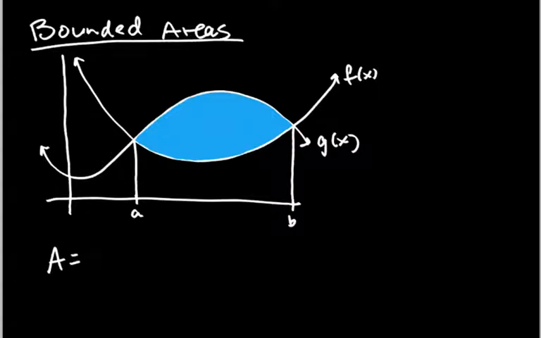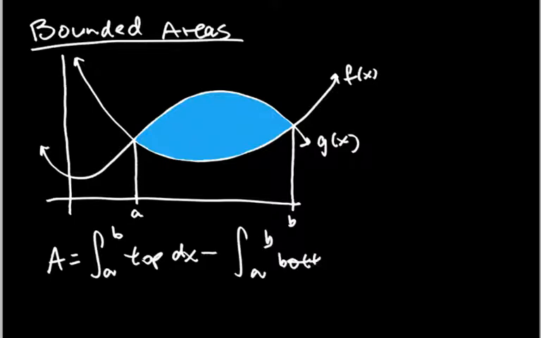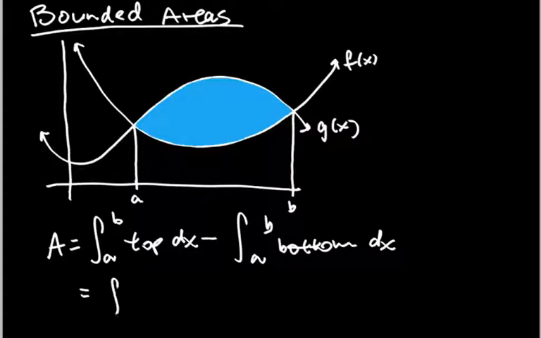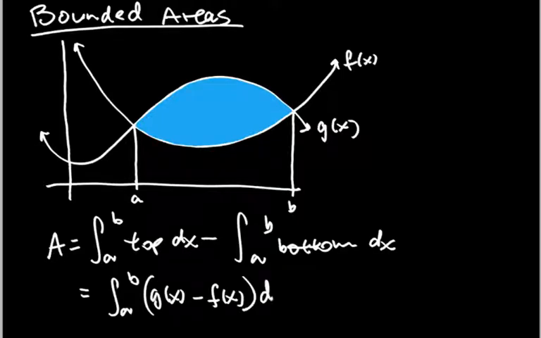So essentially the area is the integral from a to b of the top curve dx minus the bottom curve dx. In other words, you can say the integral from a to b of, you don't have to use two different integrals, you can just do that in one, because linear, it all works together, right? So in this case, the top curve is g of x, and then the bottom curve is f of x dx.